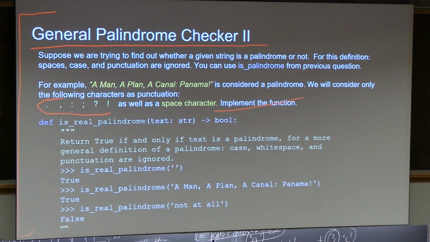Read this. Return true if and only if text is a palindrome. For a more general definition of a palindrome, case, white space, and punctuations are ignored. That's the important part. Why is this true? This is empty. If it's empty, it's the same, right? If you don't have anything, it's the same.